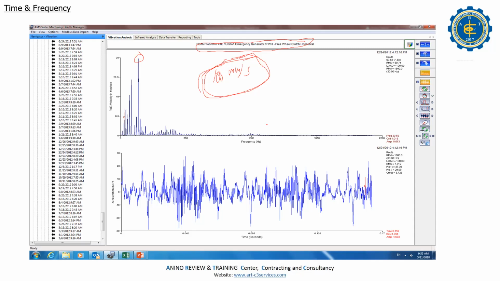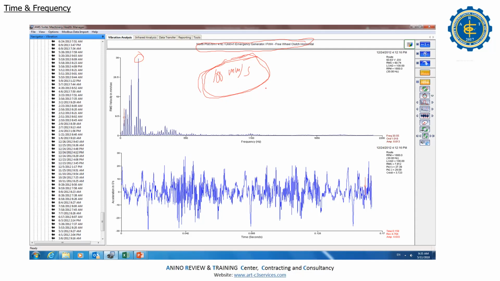Sir, don't you see the G's? When you get too much velocity, normally you're saying 100 millimeter per second. When you get a velocity amplitude of 100 millimeter per second, don't you go and see the acceleration? If acceleration is more, then only we have to worry, isn't it?